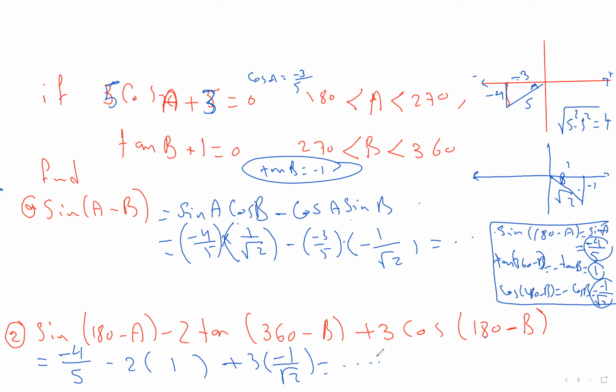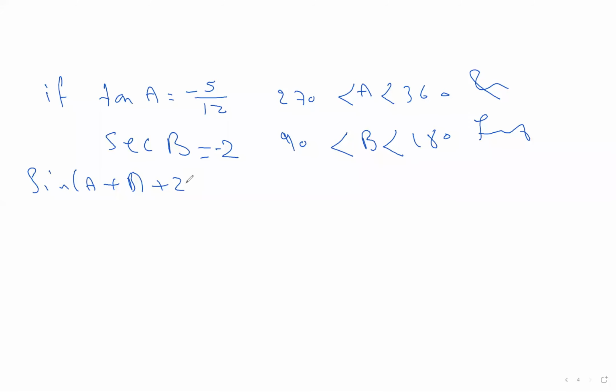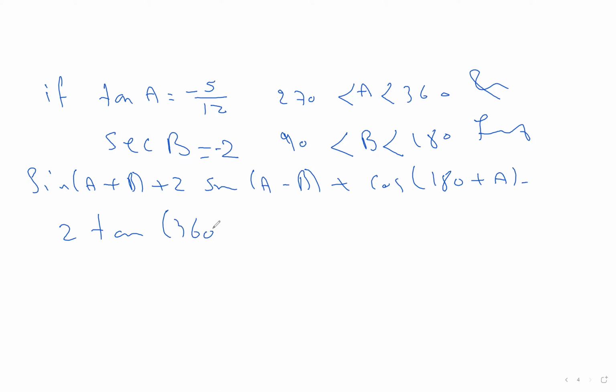Okay, we are going to revise the formulas of cosine and tan tomorrow. Let me revise only the sine today: 2 sine A minus B plus cosine 180 plus A minus 2 tan 360 minus B. Okay, try to solve it.